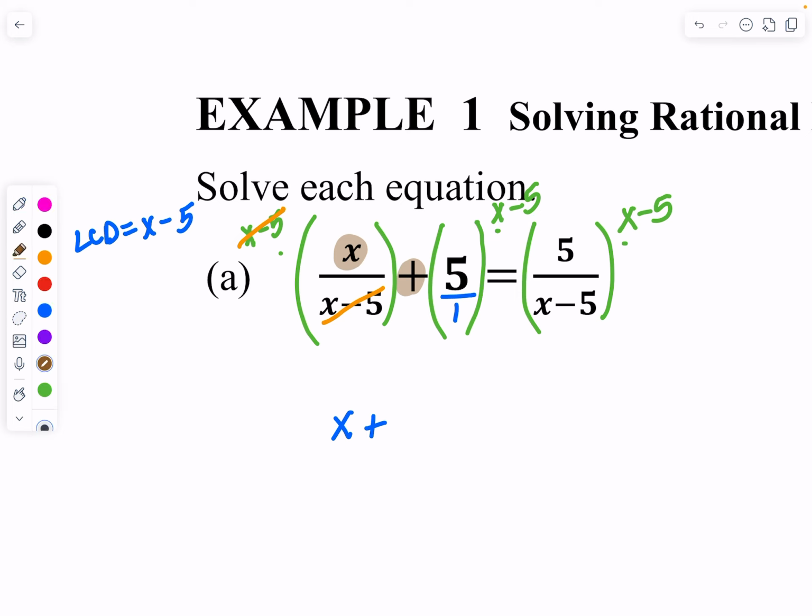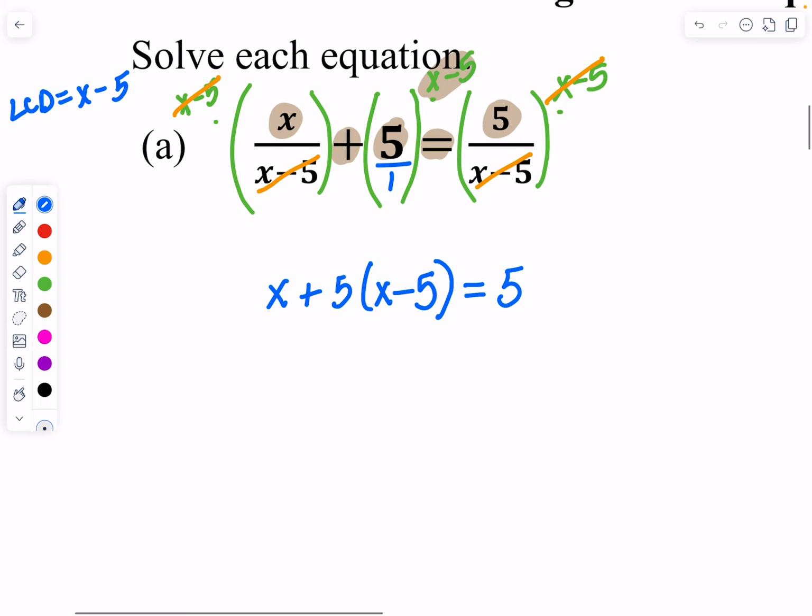So what I have left is a 5 times x minus 5. So I'll write that down, 5 times x minus 5. And then I have an equal mark. That's what we have left over. So equals, and then cancel one more time. Those x minus 5s cancel. So the only thing that I have left is that 5.